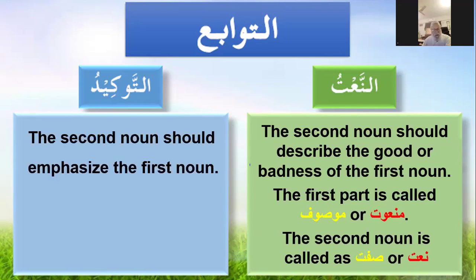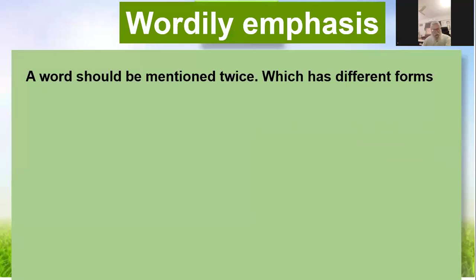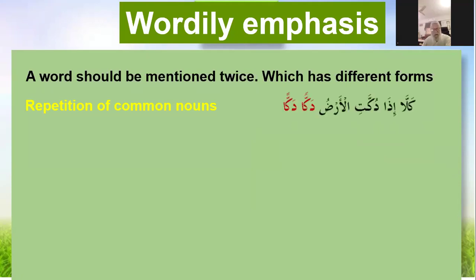What about the tawkid? The second noun should emphasize the first noun. The types of emphasis may be literal emphasis or may be phonetic emphasis. Wordly emphasis is when a word is mentioned twice, in different forms. Repetition of the common nouns, just like kalla idha dukkatil ardu dakkan dakka. A word is coming twice, putting the emphasis with the repetition.